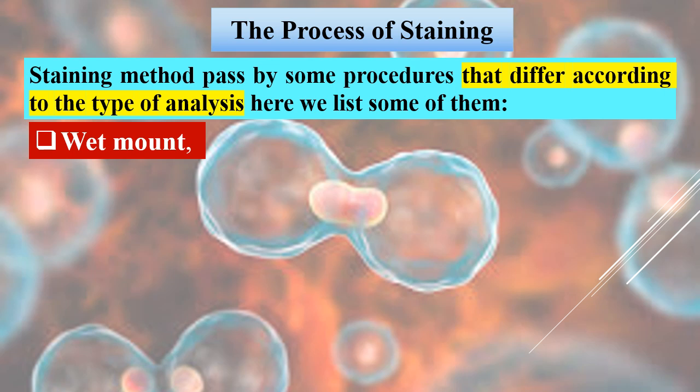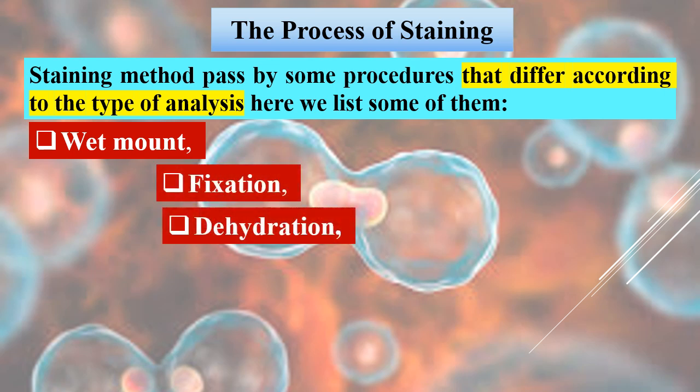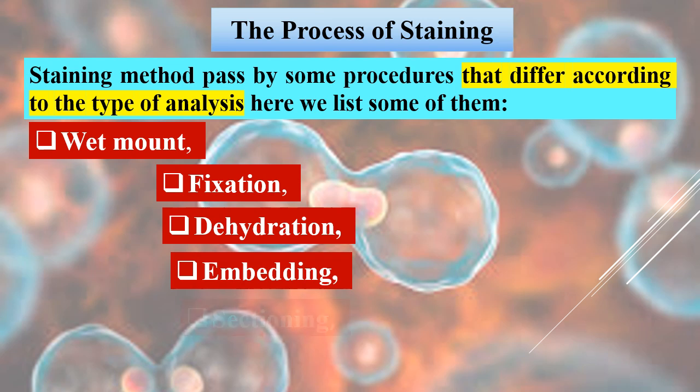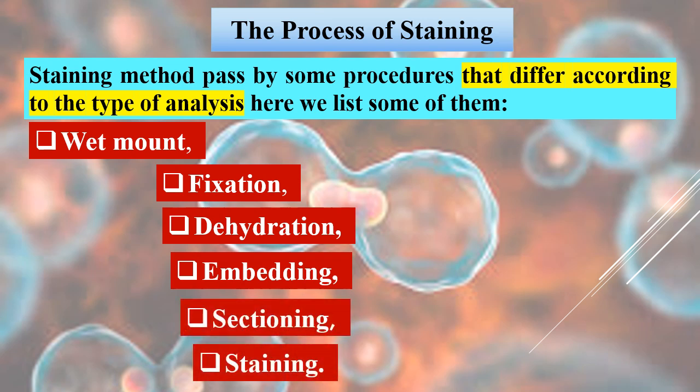Or we can do other procedures in other cases of analysis, and these procedures can be done all together or one or more of them to reach staining our sample. So let's list them: fixation, dehydration, embedding, sectioning, and staining. So here, before staining our sample, we can first pass through all these procedures.